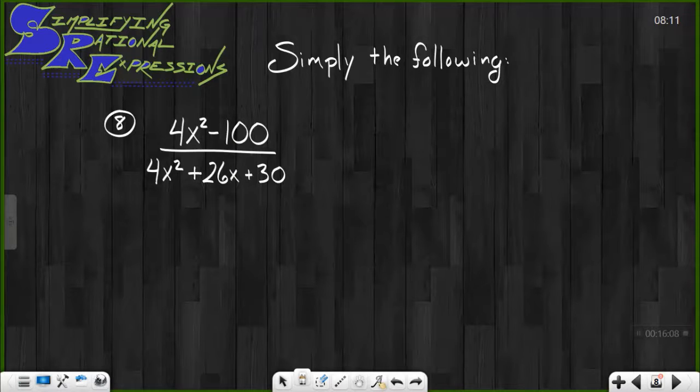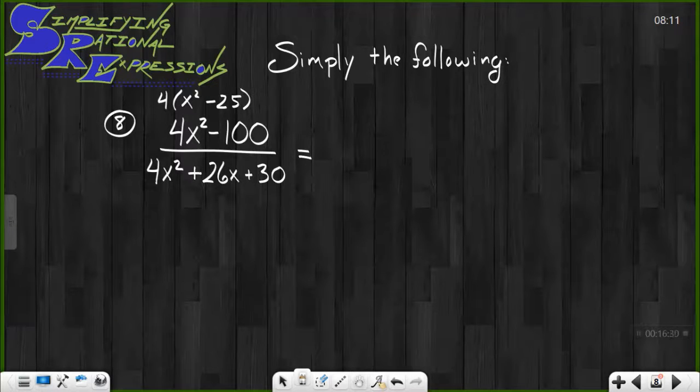We have factored it all out. So let's start by factoring our top and factoring our bottom. First thing I notice, my top here has a GCF. 4 goes into everything up top there. 4 goes into 4x squared because 4 times x squared is 4x squared, and 4 goes into 100 because 4 times 25 is 100.